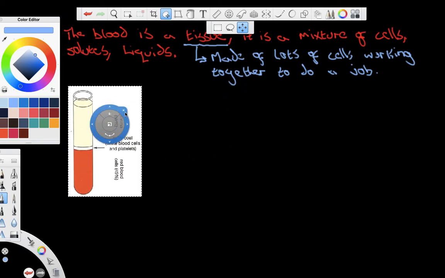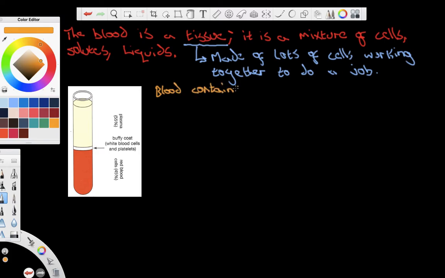If we were to centrifuge your blood, it would come out like this. You'd get this clear liquid on the top, you'd get a white layer in the middle, and you'd get this red layer at the bottom. This separates the tissue into the separate cells that it's made of, and this tells us what each part of your blood is made up of. So we can say that blood contains the following parts.